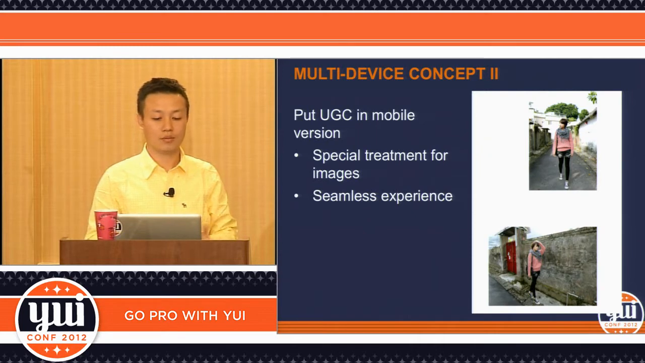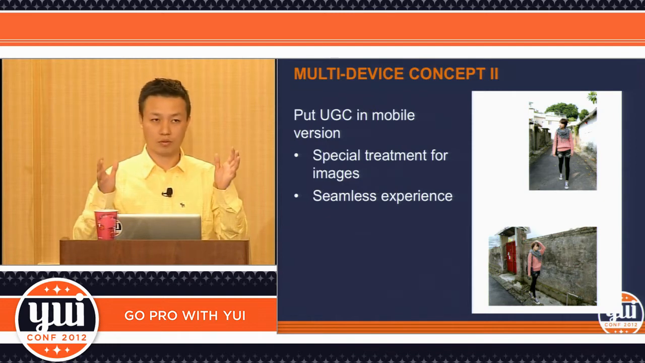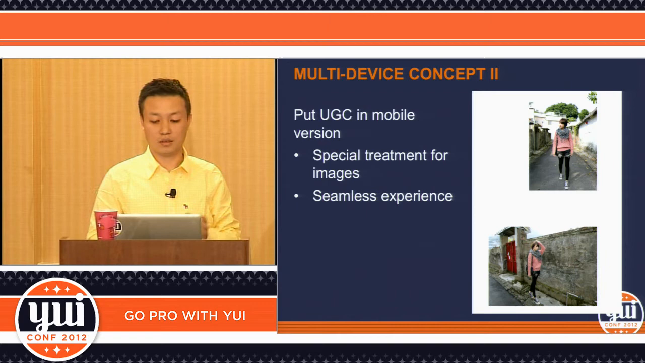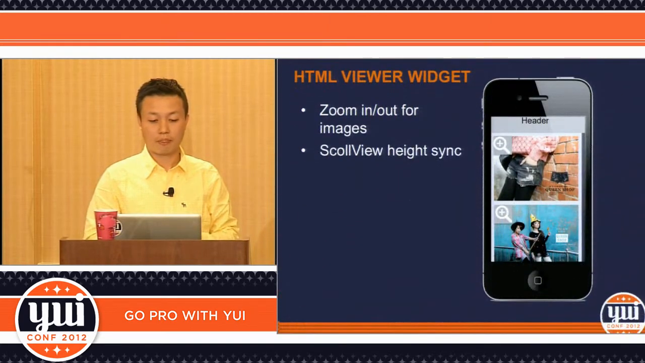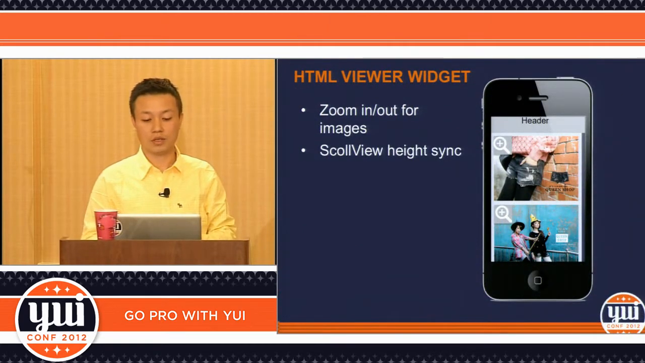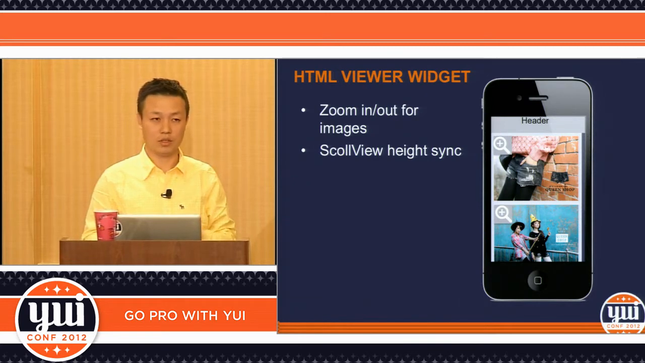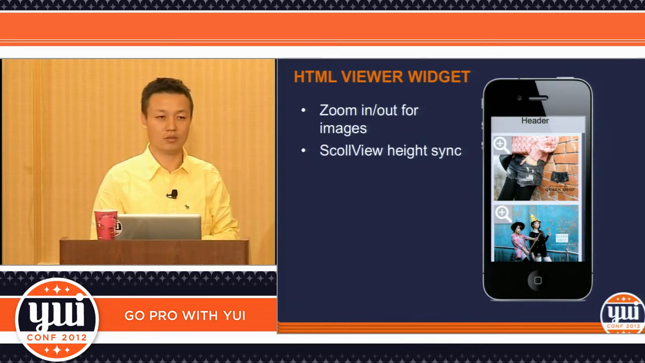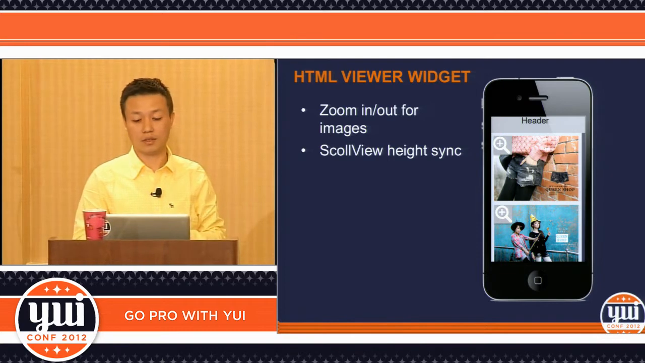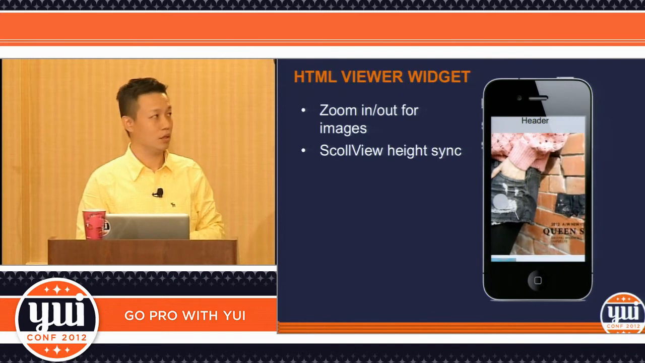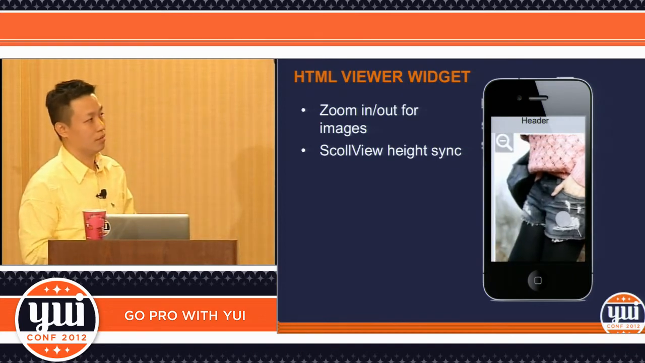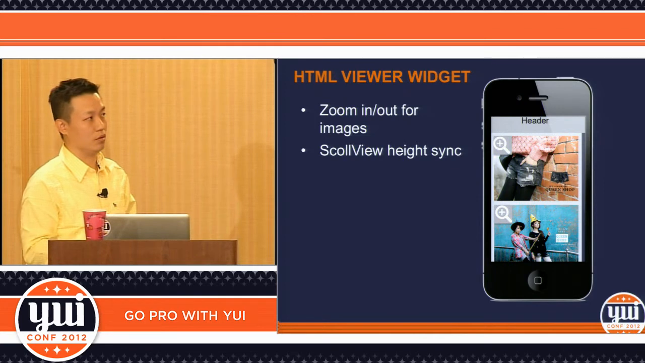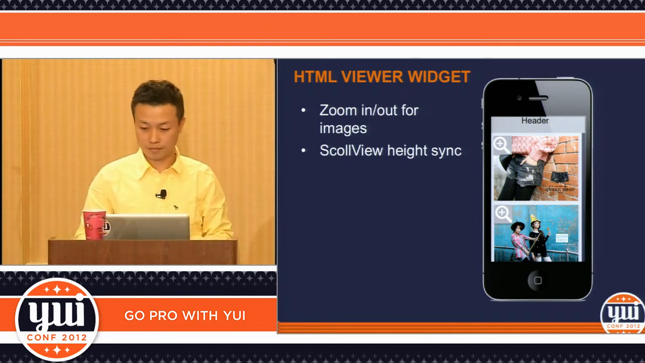So we do some special treatment for images to provide the user better browsing experience when you want to put all of this in a small size screen. So we provide some zoom in, zoom out feature for images. You just put all the HTML in a div, then we can take care of the rest. The user can click the zoom button, then scroll and view the details, then back.